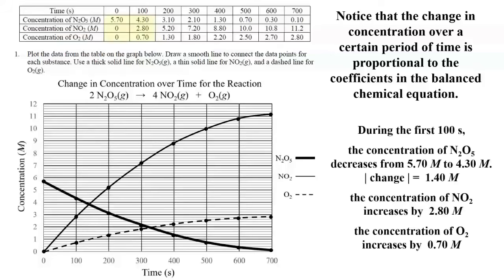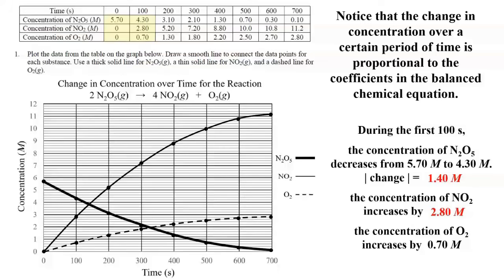So in this first 100-second period, the concentration of N2O5 decreases from 5.70 moles per liter to 4.30 moles per liter. That's a change of 1.40. In that same period of time, the concentration of NO2 increases by 2.80, which is twice as much as the change in concentration for N2O5. That's consistent with the 4 moles of NO2 produced for every 2 moles of N2O5 consumed. So again, the coefficient ratios are consistent with the change in concentration.